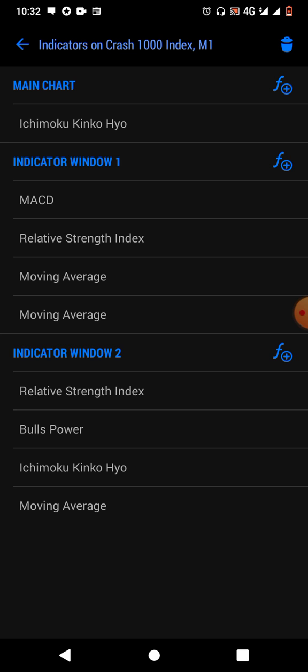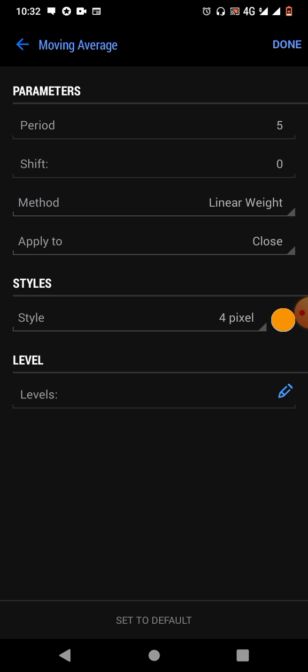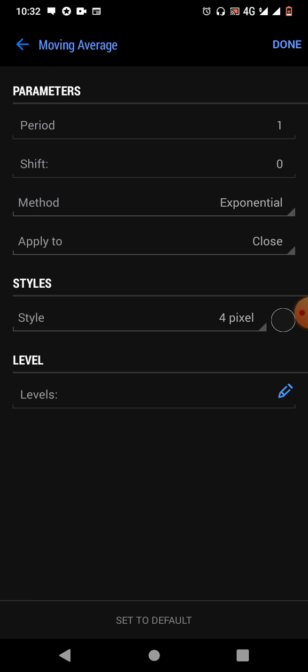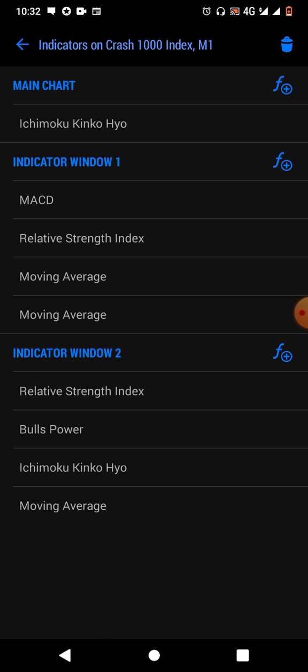And then the next indicator we have is the moving average, period 5, shift 0, method linear weighted, apply to close. Style is 4 pixel, color gold. When you're done, you just click on done. And the next indicator is the moving average, period 1, shift 0, method exponential, apply to close. Style is 4 pixel, color black. When you're done, you just click on done.